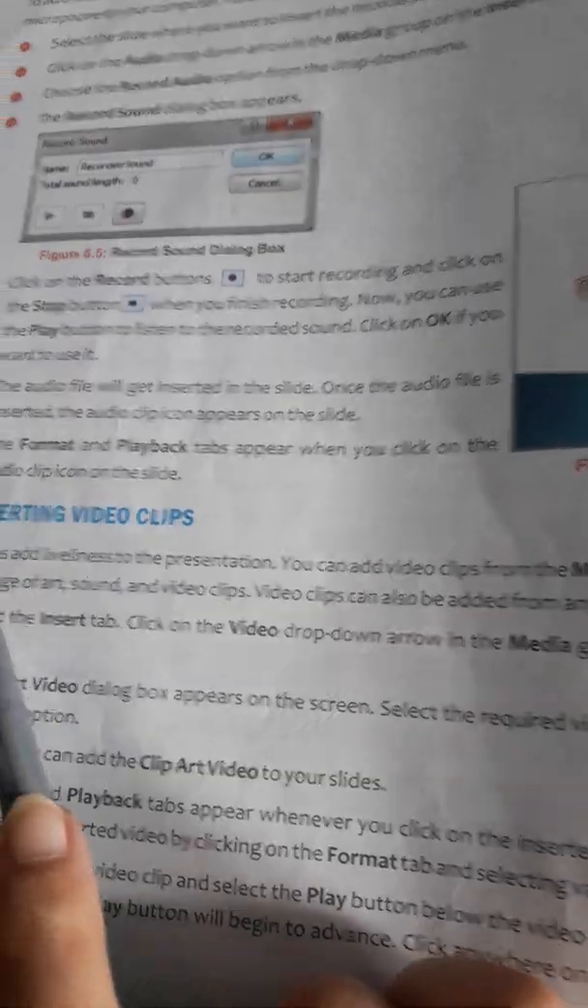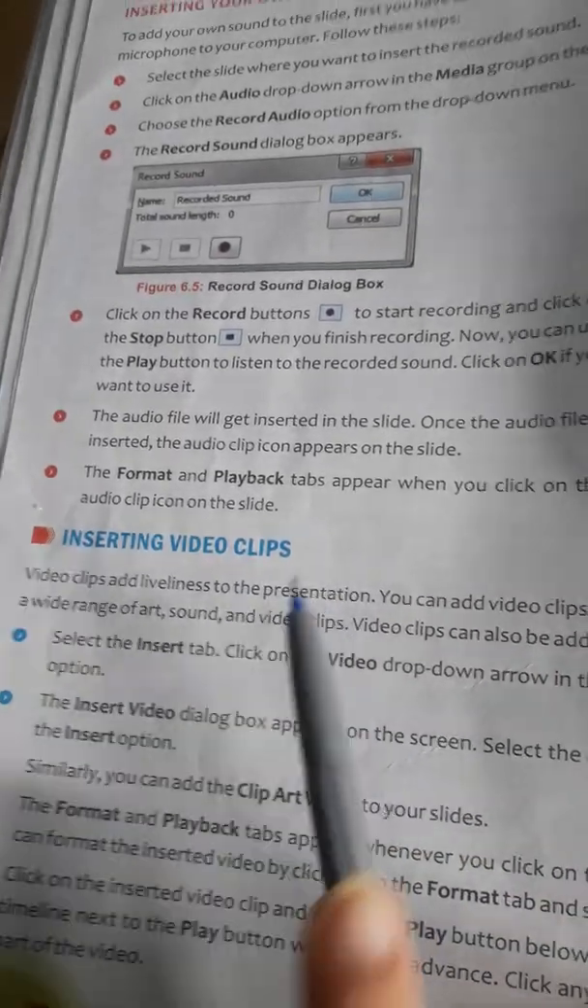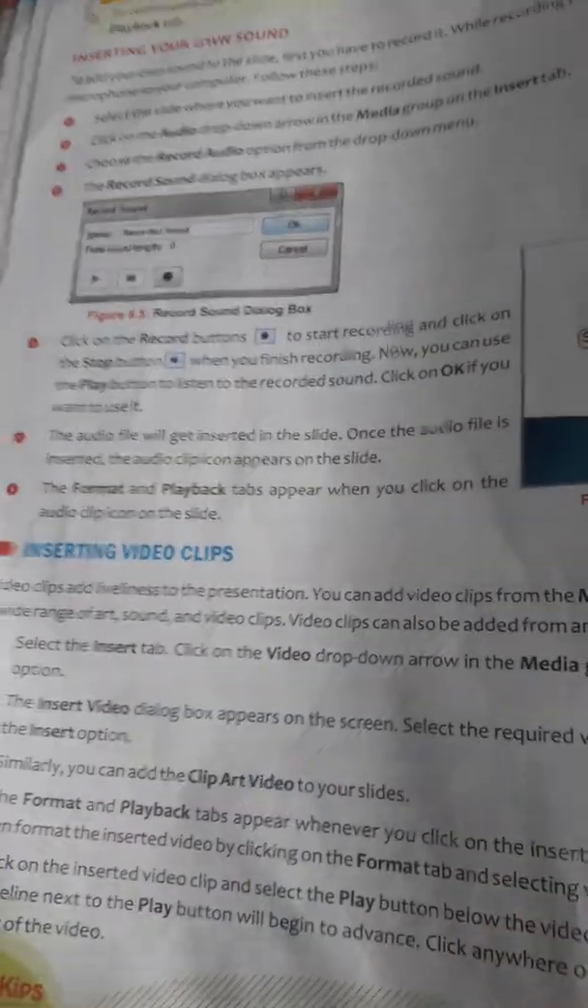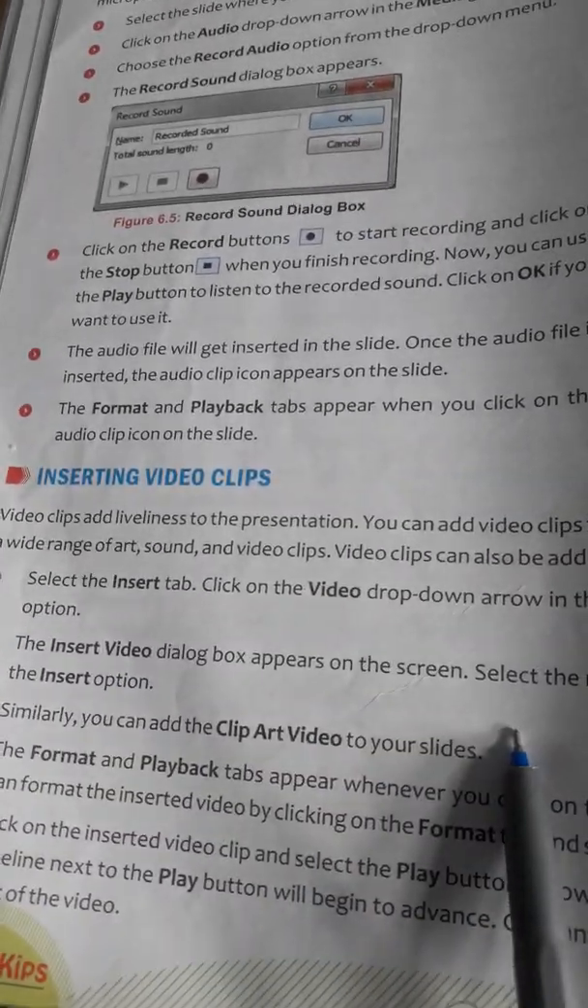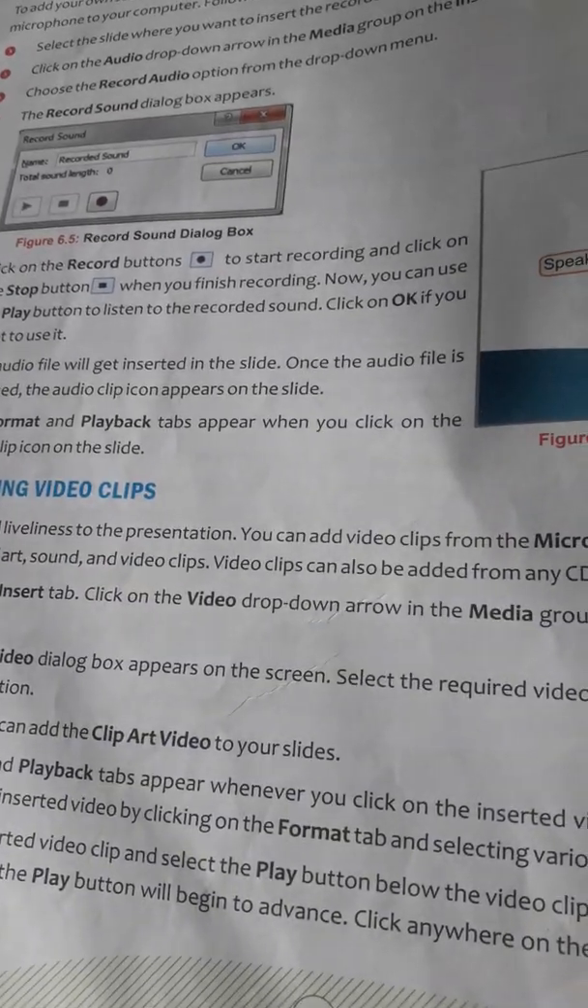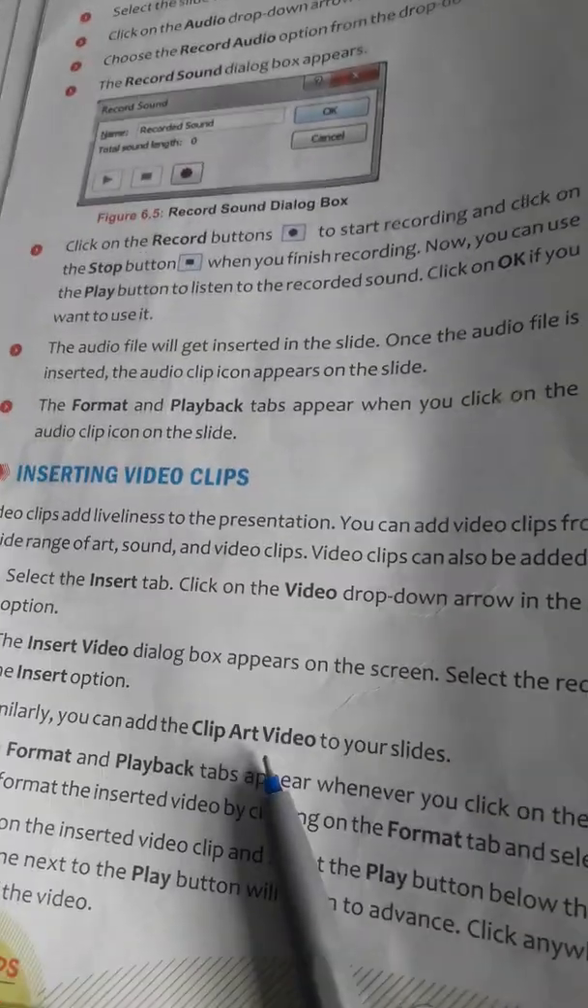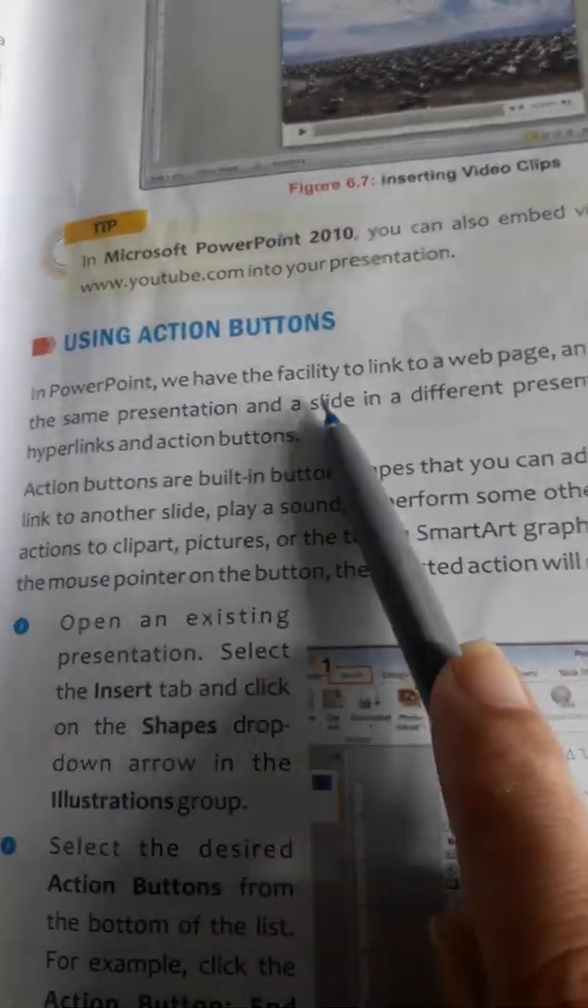Then next is inserting video clips. We can also insert our video clips in the PowerPoint. And how can we do that? Simply click on the insert tab and then select the video from the file, and then the video gets inserted. Next is using action buttons.